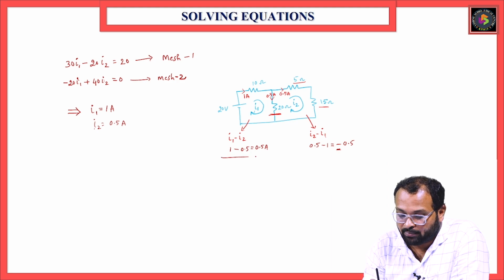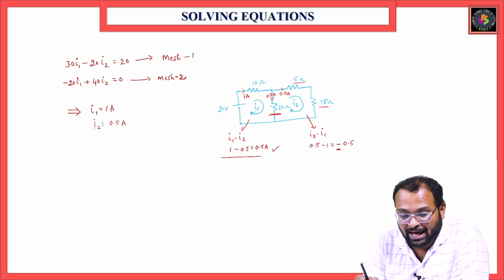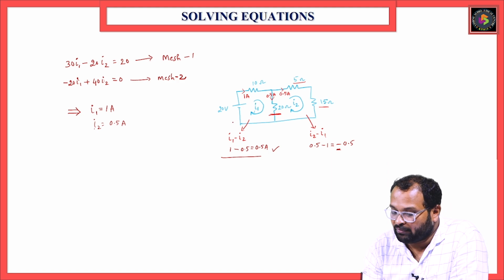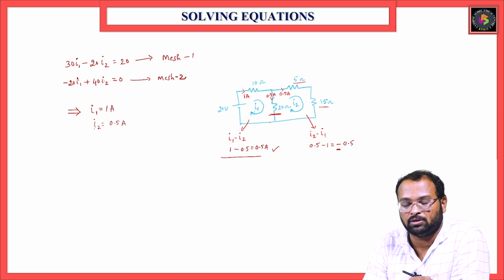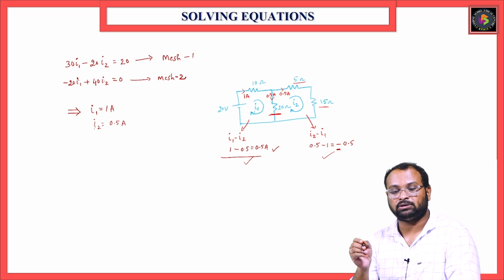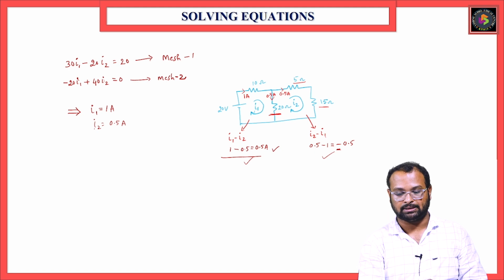If you consider I1 minus I2 and got positive, that means I1 is the bigger one, so whatever direction you are considering, it will be in the direction of I1. But when you do I2 minus I1, you got minus. That means it is opposite to the direction of I2, that means it is from up to down. So whatever you do, both answers are the same, but you have to mention the direction of that current. So here we have to take care while solving these equations using mesh analysis.